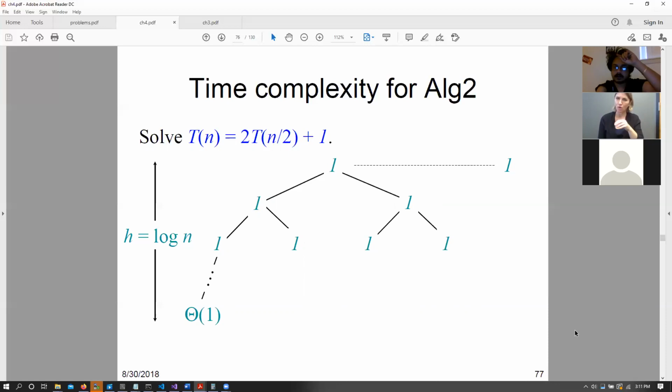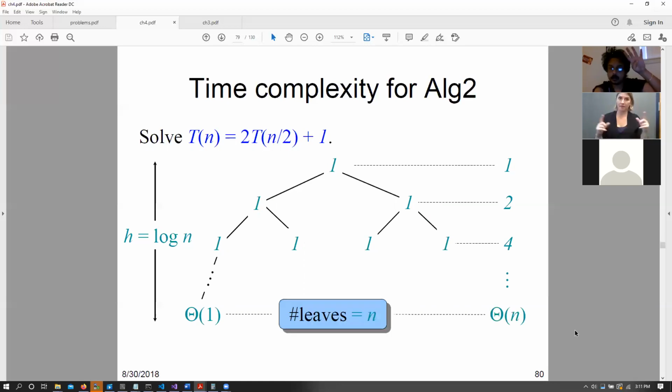So for each level, for the first level, we have a complexity of 1. For the second level, we have a time complexity of 2. For the third level, we have a time complexity of 4. All the way to the number of leaves, we have theta of n. Now, how do we compute the time complexity of this particular thing? Before I explain this, I want you to give me an estimate of what is the time complexity of this recursion tree.